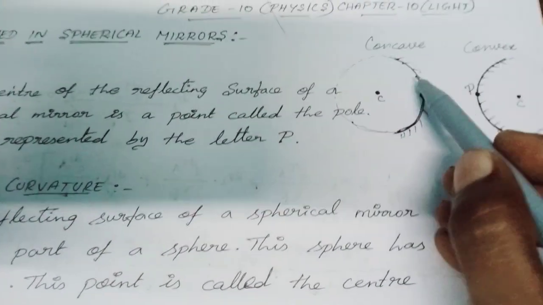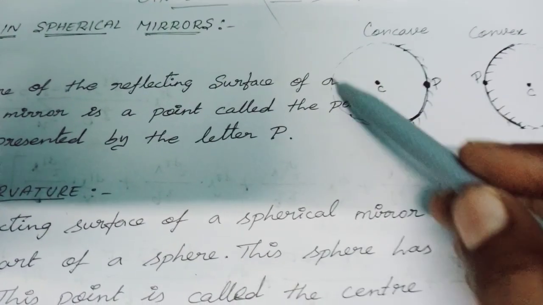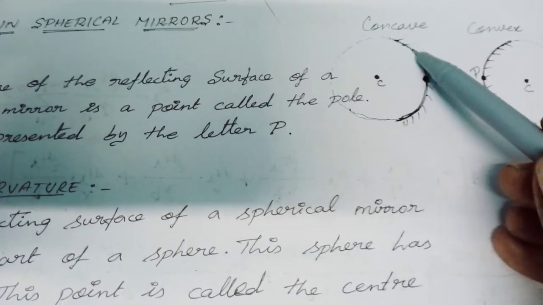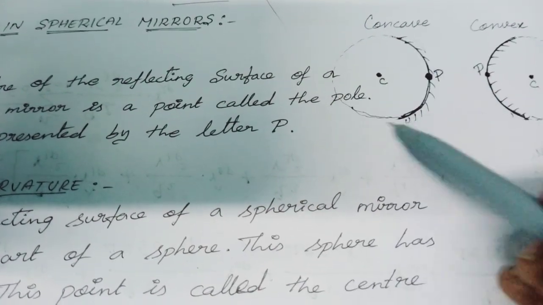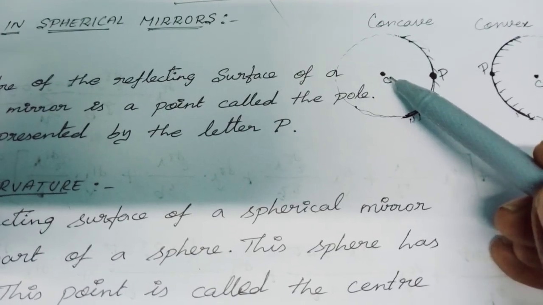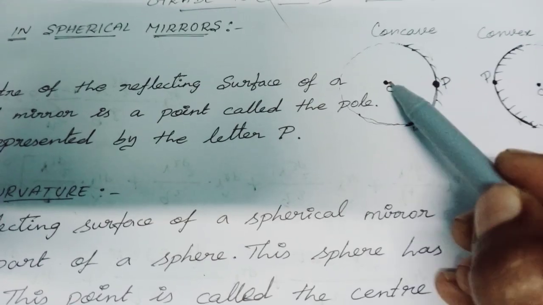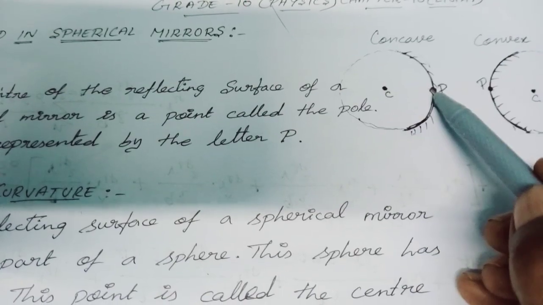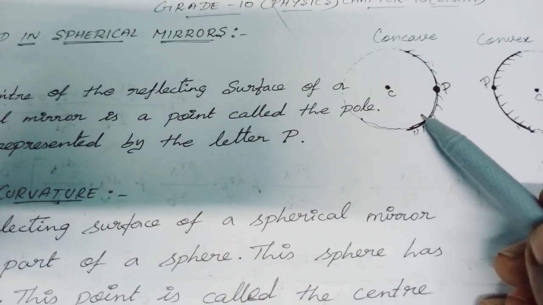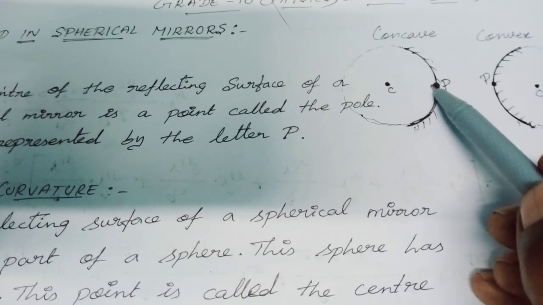Again refer to the same diagram. See the radius of the sphere. I told you, this is the sphere, and this is the concave mirror, which is a part of the sphere, and this sphere has a center called the center of curvature. Now what is this distance? This distance is actually the radius of this sphere. So this radius is called the radius of curvature.